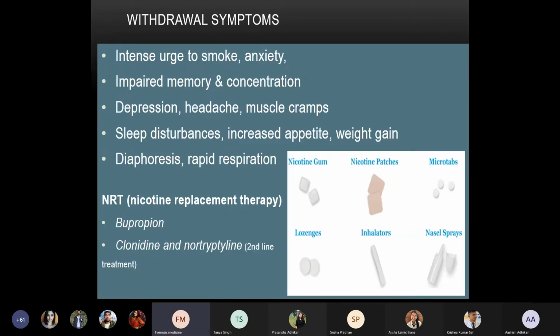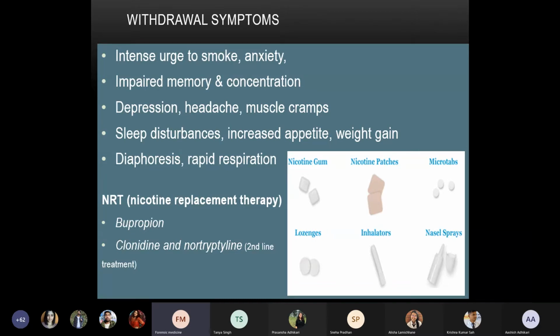The withdrawal symptoms include an intense urge to smoke, and the presence of anxiety. The memory and concentration become impaired. There is depression, headache, muscle cramps, sleep gets disturbed, and appetite gets increased as well as weight. And there is rapid respiration and diaphoresis.